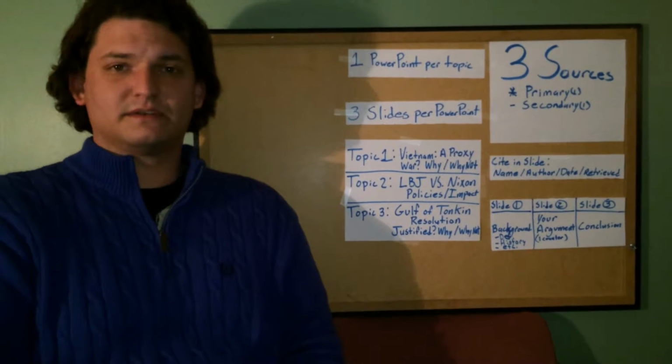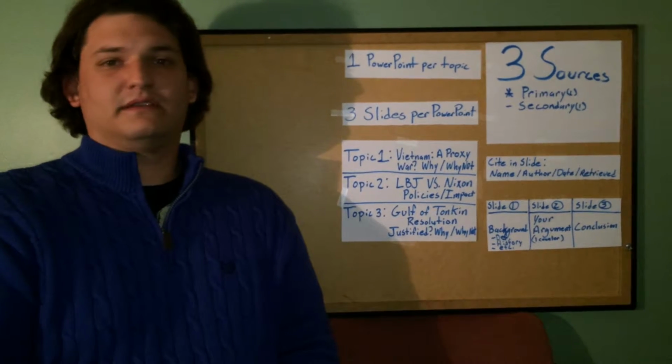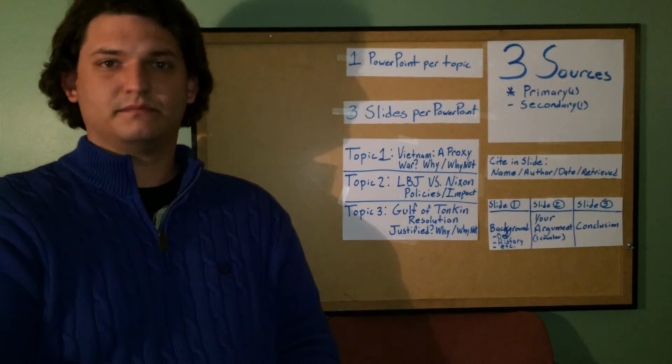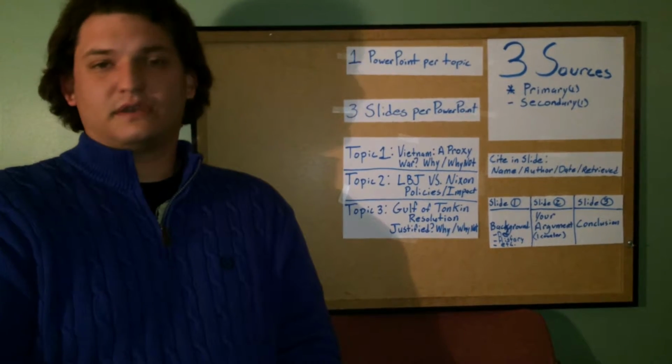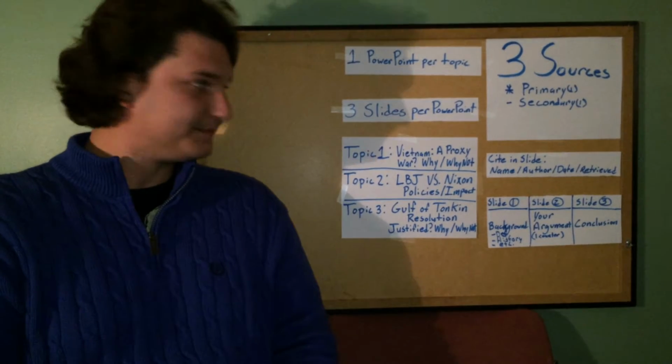Now, a secondary source is material that's retrospectively written on an event. So it's more analytical, and it uses primary sources to make its case. So you can use those as well, but you're required at least 1 primary source.